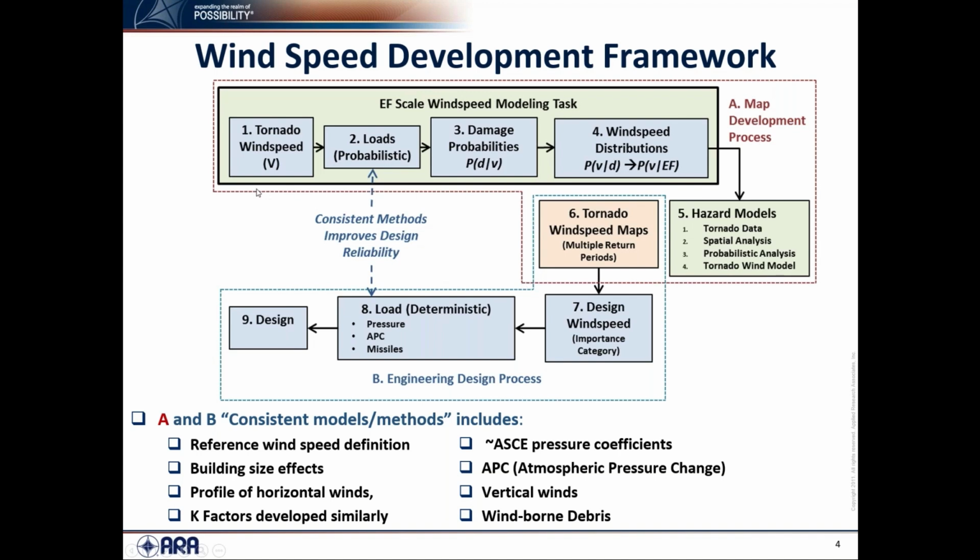The webinar next week is going to take it from here to, okay, once we have the wind speed maps, that was a key component, but not all the components. Then we're going to see how we use those design wind speeds from those maps, along with procedures to calculate loads and handle atmospheric pressure change and missiles and those sorts of things to get to design. So this blue box here is what we'll talk about next week. Today, we're going to talk about all these elements in the red box.